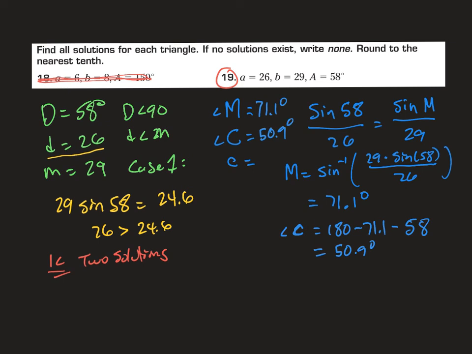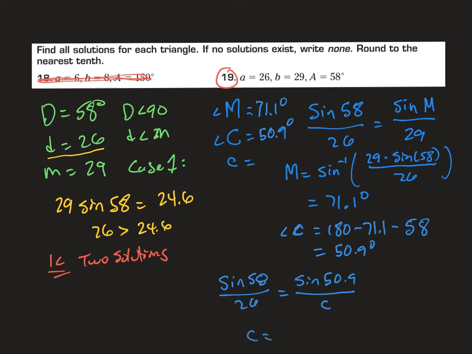And then to get side C, I'll have to do another law of sines. We'll do sine of 58 again over 26. I always start with my given information. And then I know that angle C is 50.9. I'm looking for lowercase side c.